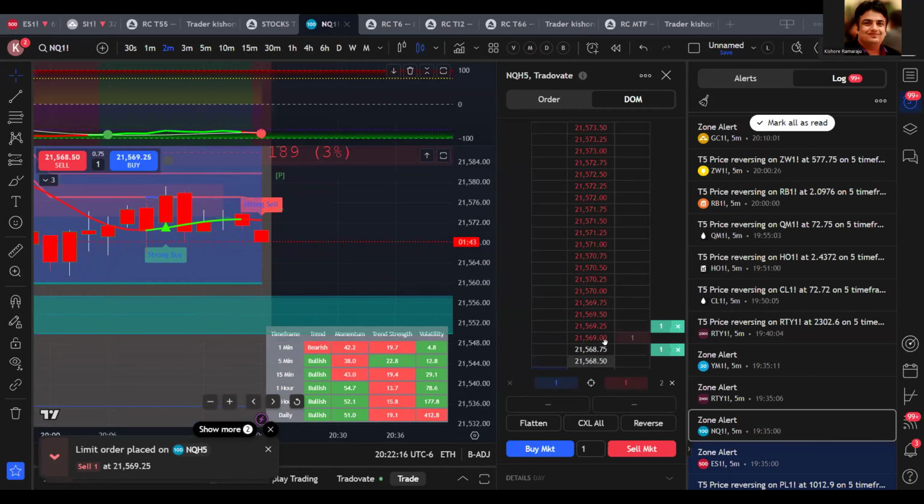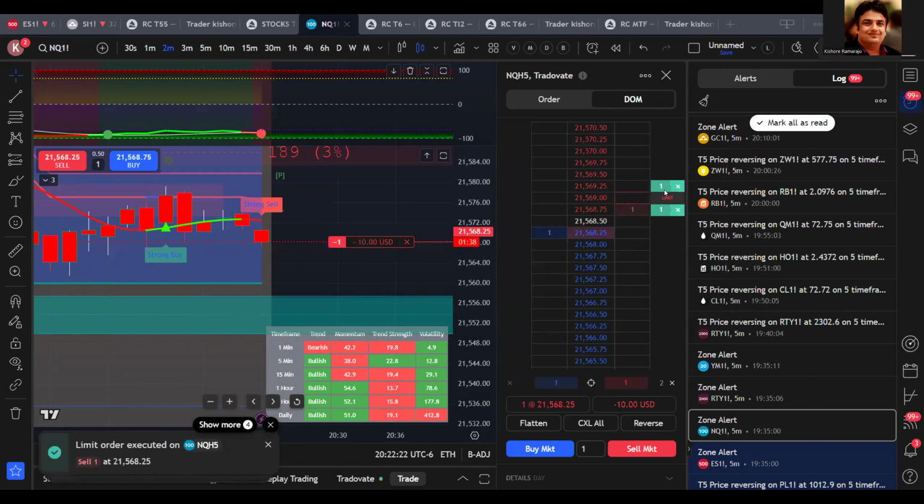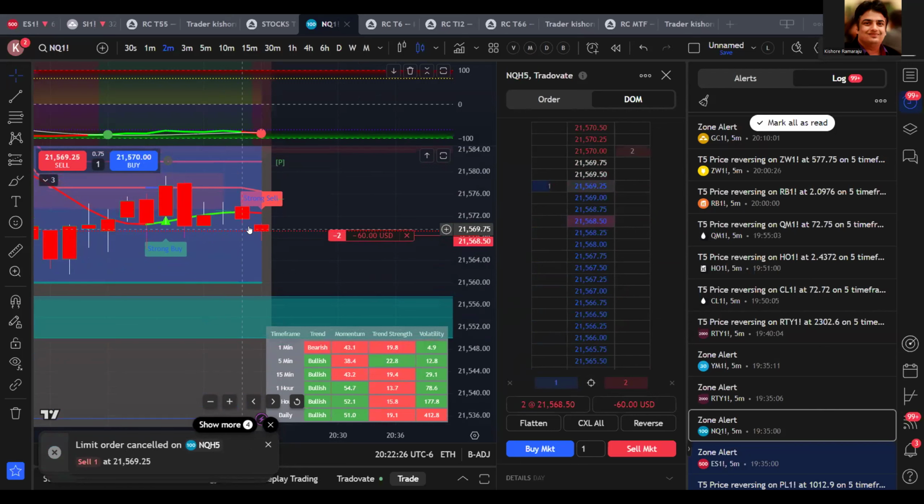I'm taking a shot on NQ. We can still hold our ES. It will come down, touch this, and then again bounce back.